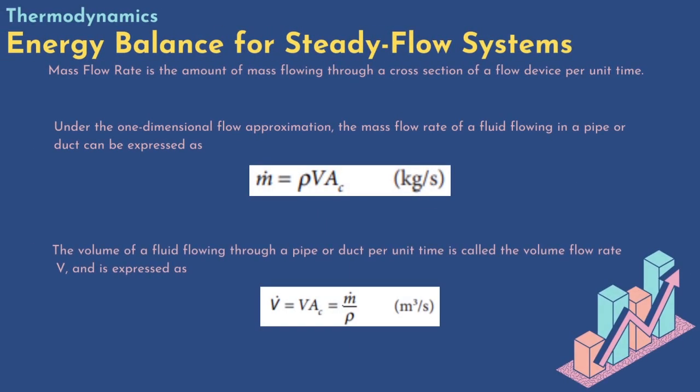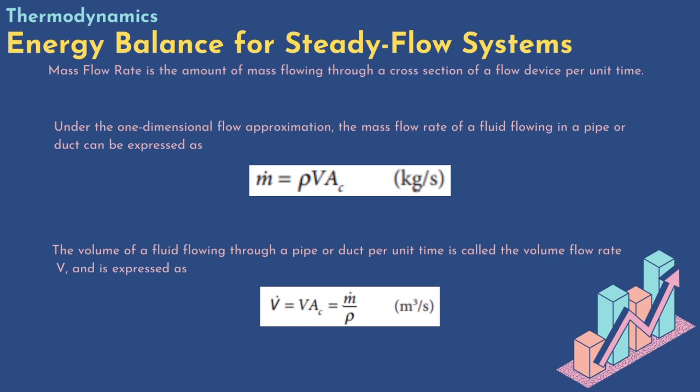Energy balance for steady flow systems. The amount of mass flowing through a cross-section of a flow device per unit time is called the mass flow rate and is denoted by m dot. A fluid may flow in and out of a control volume through pipes or ducts. The mass flow rate of a fluid flowing in a pipe or duct is proportional to the cross-sectional area of the pipe or duct, the density ρ, and the velocity v of the fluid. The flow of a fluid through a pipe or duct can often be approximated to be one-dimensional. That is, the properties can be assumed to vary in one direction only.